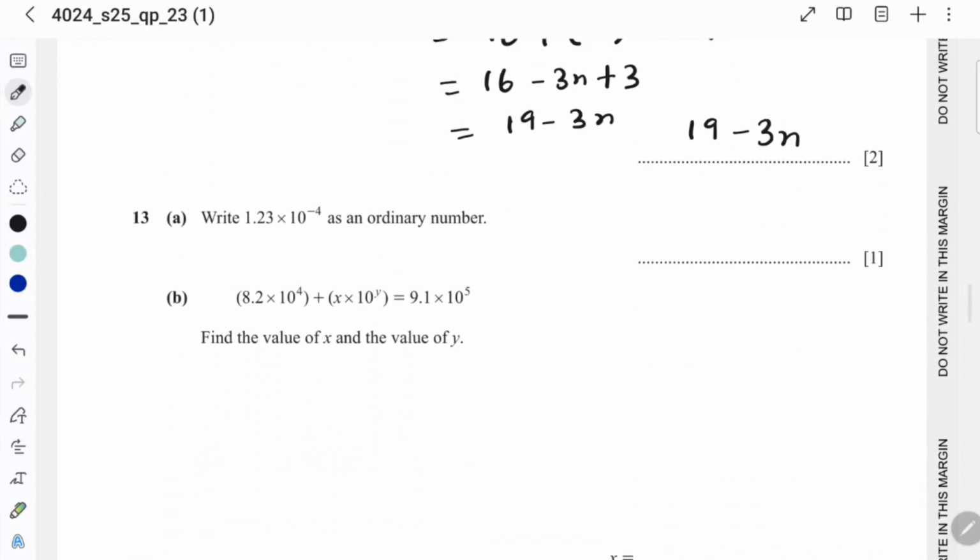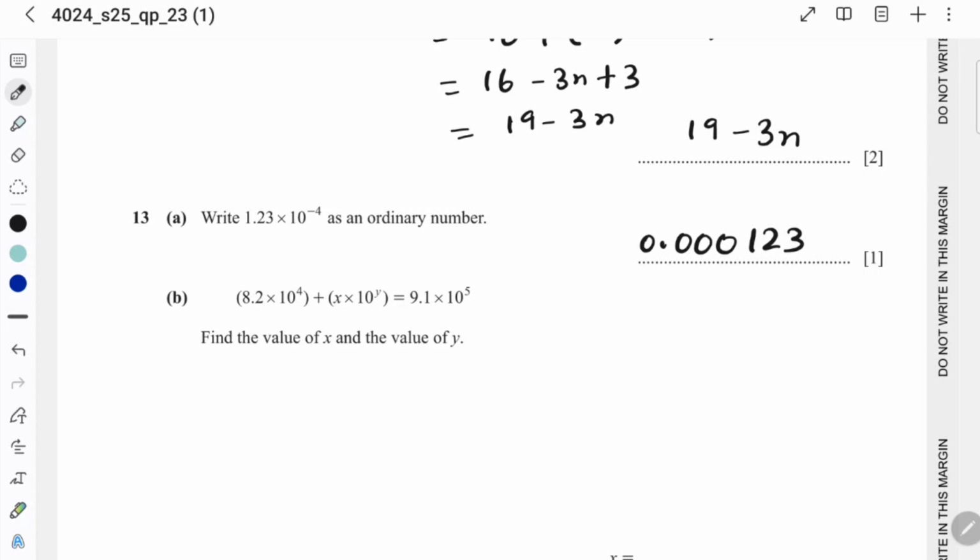The 13th question is a standard form question. We have 1.23 times 10 to the power minus 4, and we have to write it in ordinary form. So the 1 should be at the fourth place: 0.000123. Because it's a negative power, it will be like this.